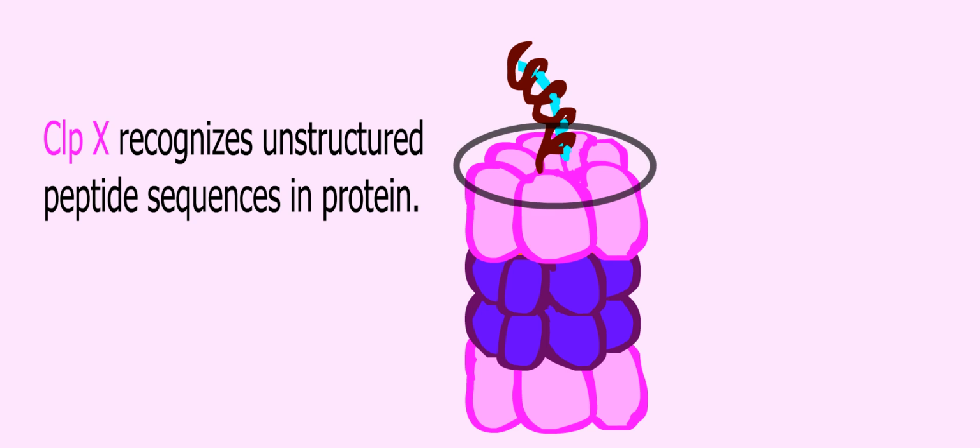CLPX recognizes unstructured peptide sequences in protein substrates and unfolds stable tertiary structure in the protein. The unfolded polypeptide chain is then spooled and translocated into a sequestered proteolytic compartment in CLPP for degradation into small peptide fragments.